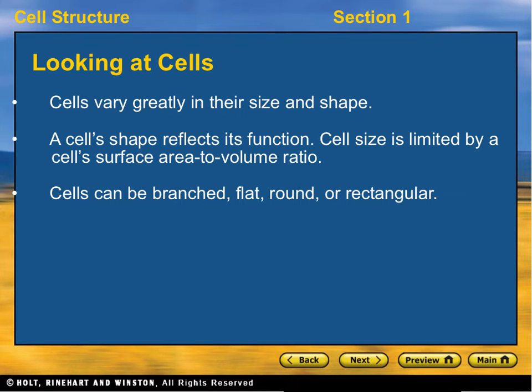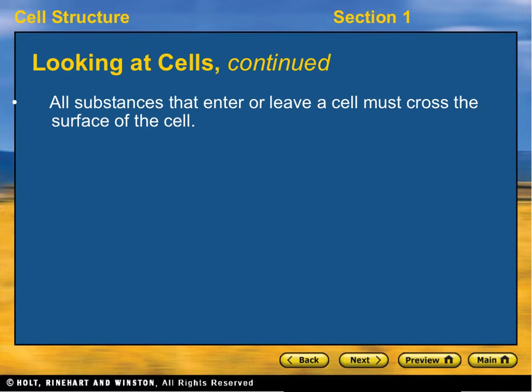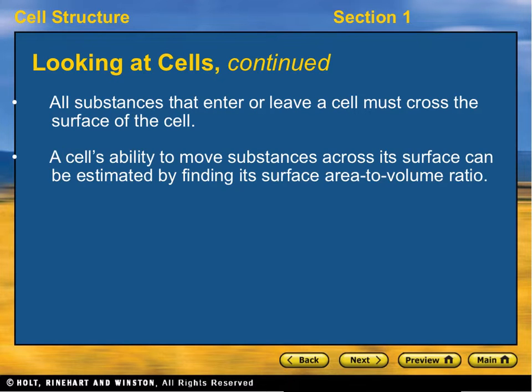Cells can also be branched, flat, round, or rectangular. So their shape can vary, again, based on the function that they have to perform. Any substance that wants to enter or leave the cell has to cross the surface of that cell. It seems like a simple idea, but it's a complex process to cross that surface. The cell's ability to move a substance across that surface can be estimated by finding its surface area to volume ratio.